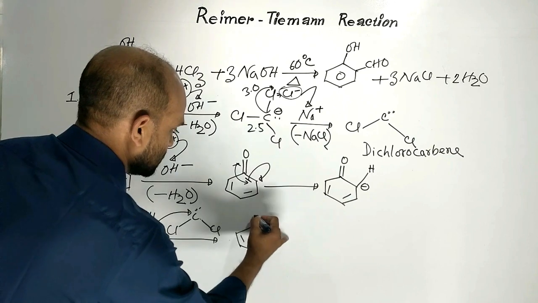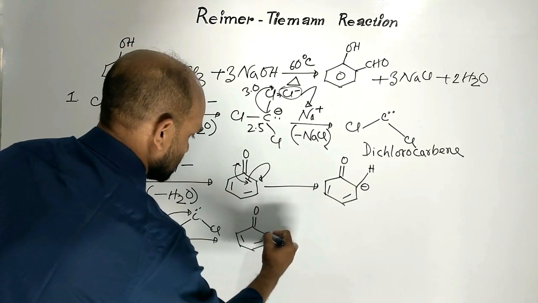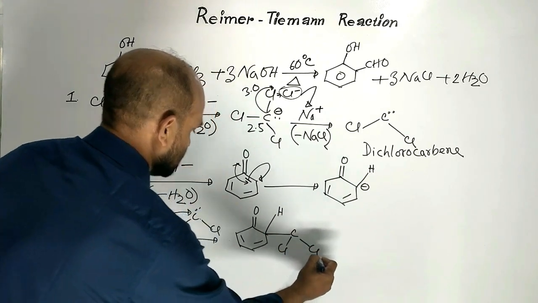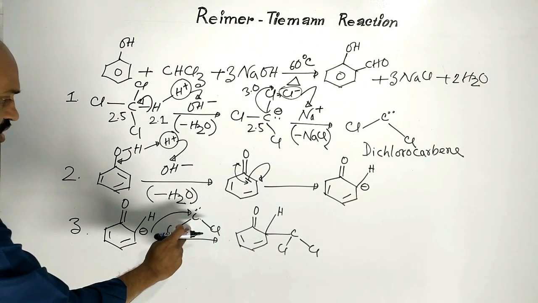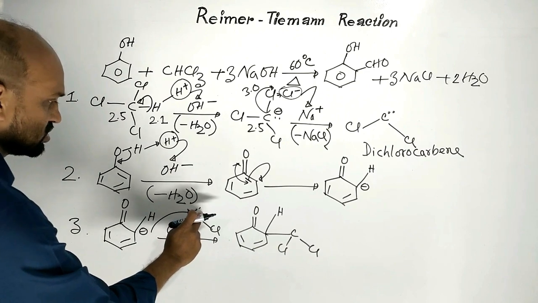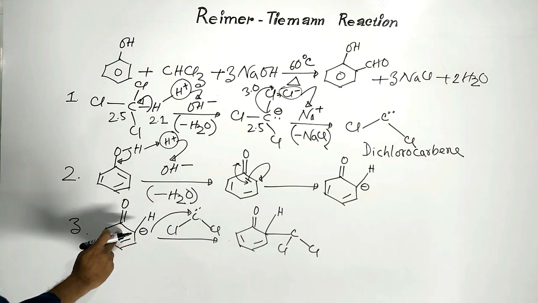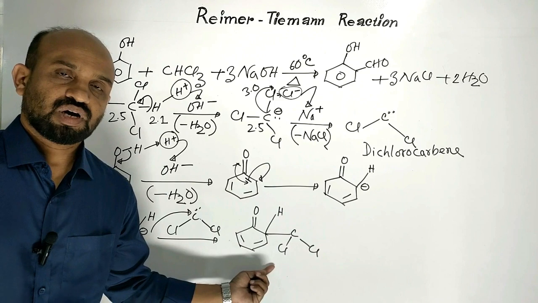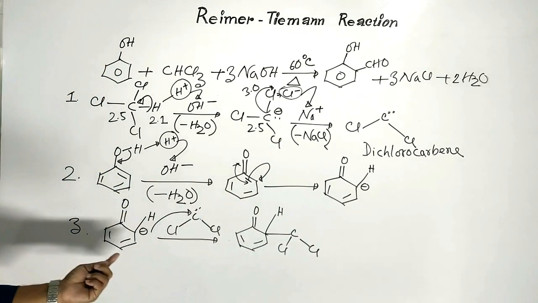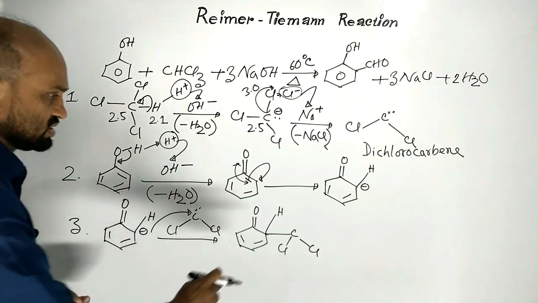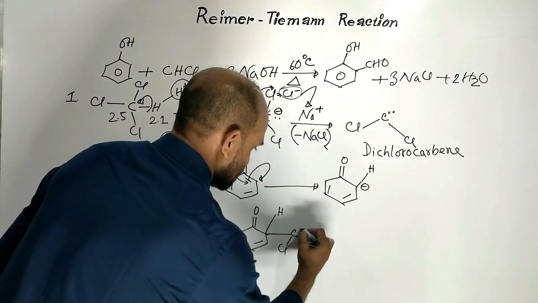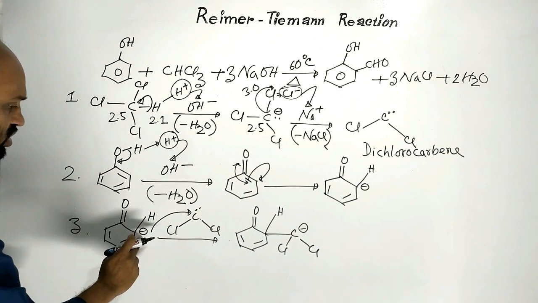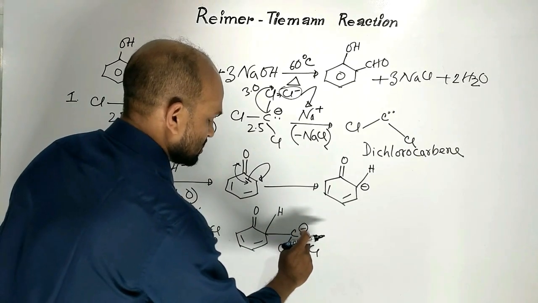Double bond, here oxygen, hydrogen, carbon, chlorine. In this case we see that in dichlorocarbene, the carbon receives one pair of electrons from this entity, and as a result this coordinate covalent bond is formed, in which carbon receives one pair of electrons from this carbon. As a result, over this carbon a negative charge is developed because it received one pair of electrons from this carbon. That is why this negative charge.